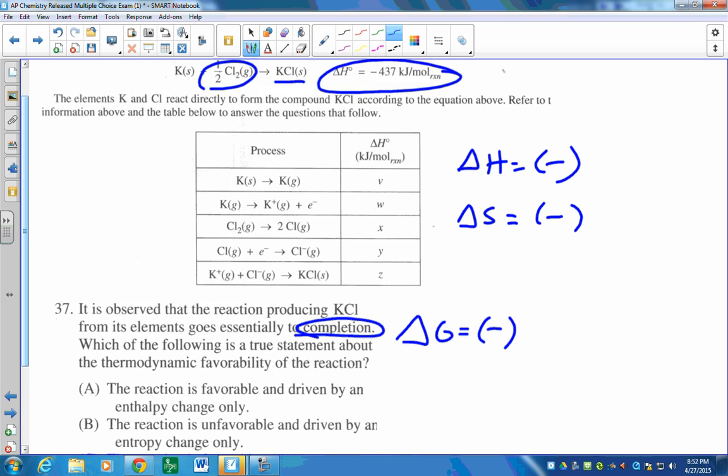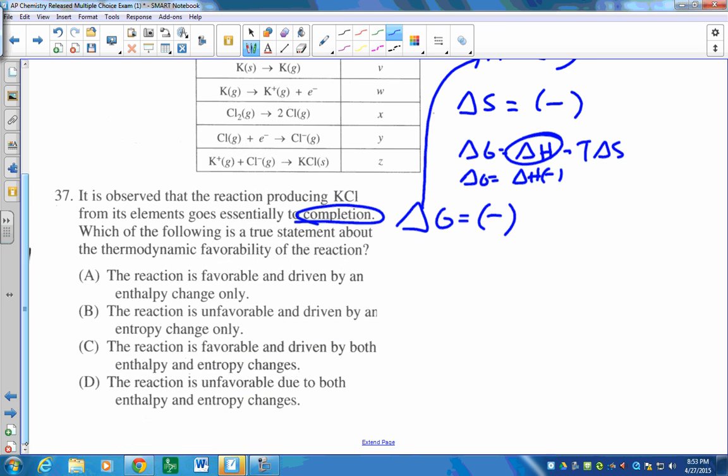So what's driving this reaction is that this must be bigger than this. In order for delta G to be negative, delta H is negative, but entropy is negative, so minus T delta S is positive, but the enthalpy term must be the overpowering term. So I would say the reaction is favorable and driven by the enthalpy change could be true. It's not unfavorable because it goes to completion.